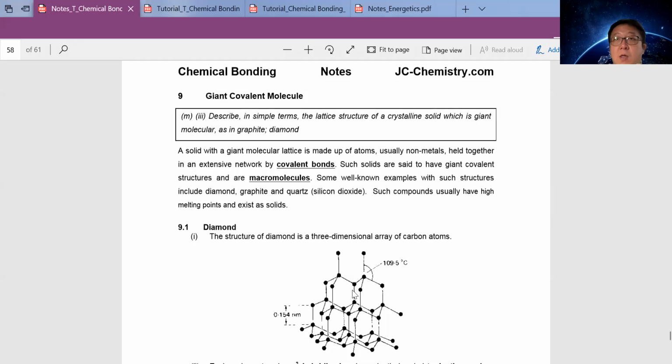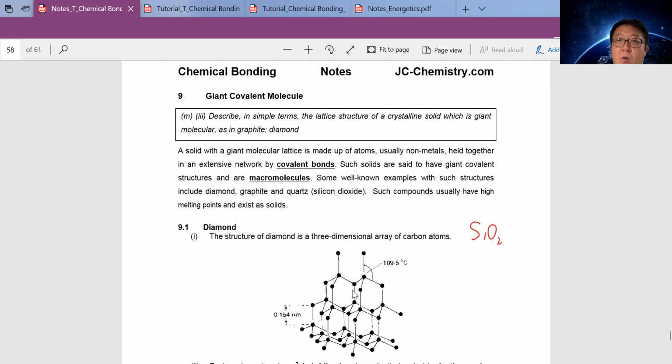I think you touched on it in the pure chemistry syllabus for O level. We can go straight into describing the lattice structure. This one is a giant molecular structure, an extensive network of covalent bonds, carbon-carbon bonds. There are two very famous ones inside your syllabus: diamond as well as silicon dioxide. The other one you need to remember is SiO2.